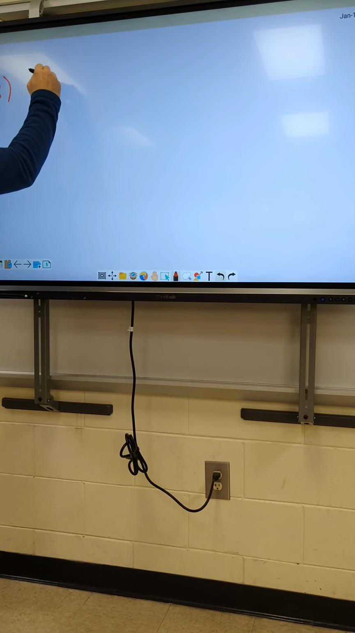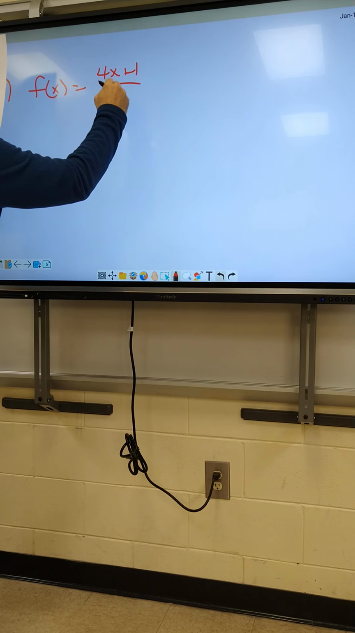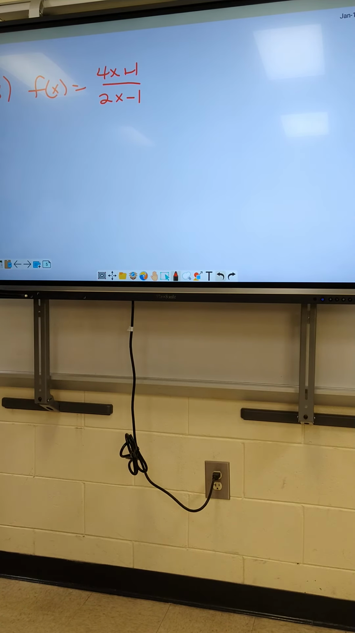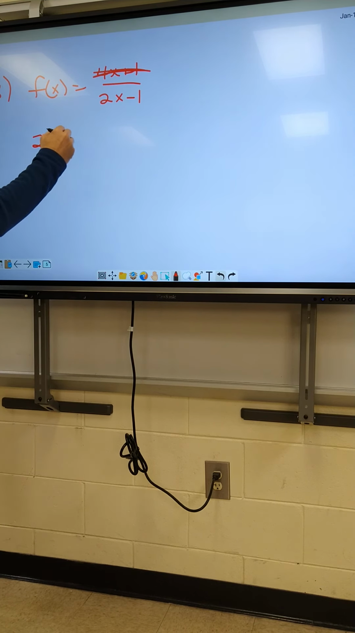These were problems that were on the quiz, number 8. When it asks you to figure out what's not in the domain, remember, disregard the top, set the bottom equal to 0. Y'all solve that and get an answer.